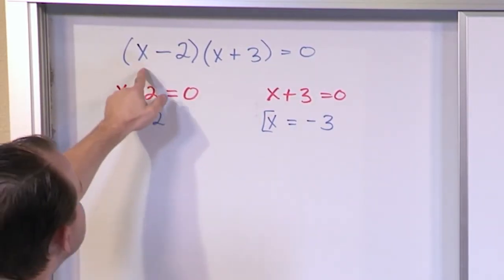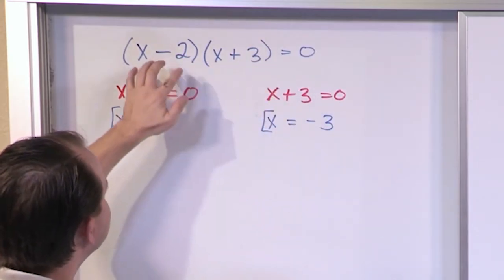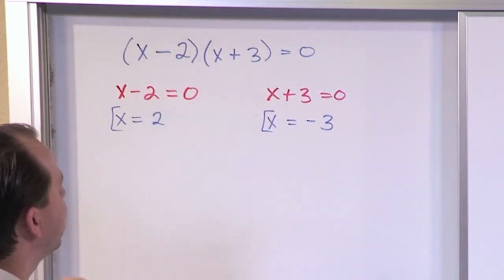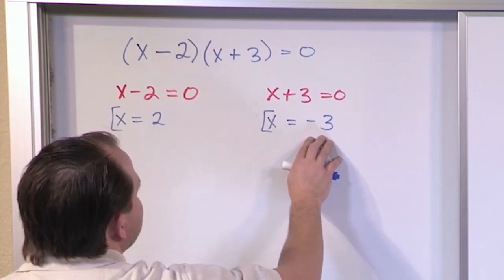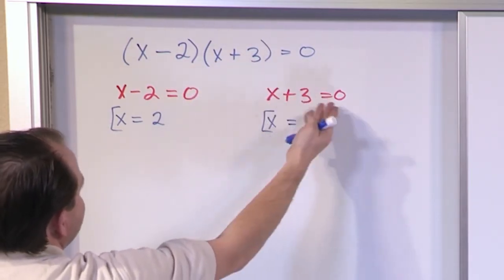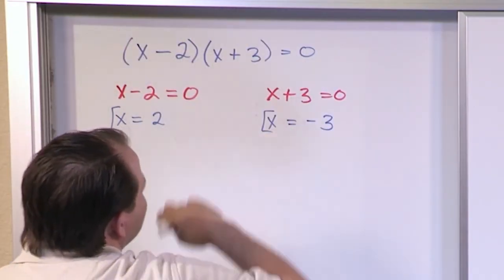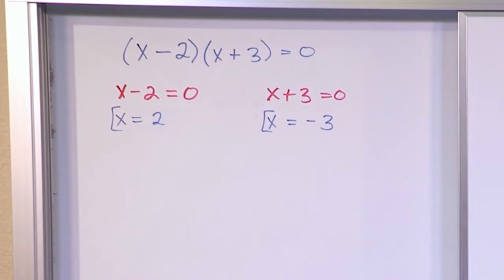If you put 2 into this guy, 2 minus 2 is 0. It doesn't even matter what's over here. 0 times anything is 0, so it works. If you put in negative 3, negative 3 plus 3 is going to go to 0, which is what I told you it had to be. And so it doesn't even matter what's over here. It's going to be multiplied by 0, so it satisfies the equation.